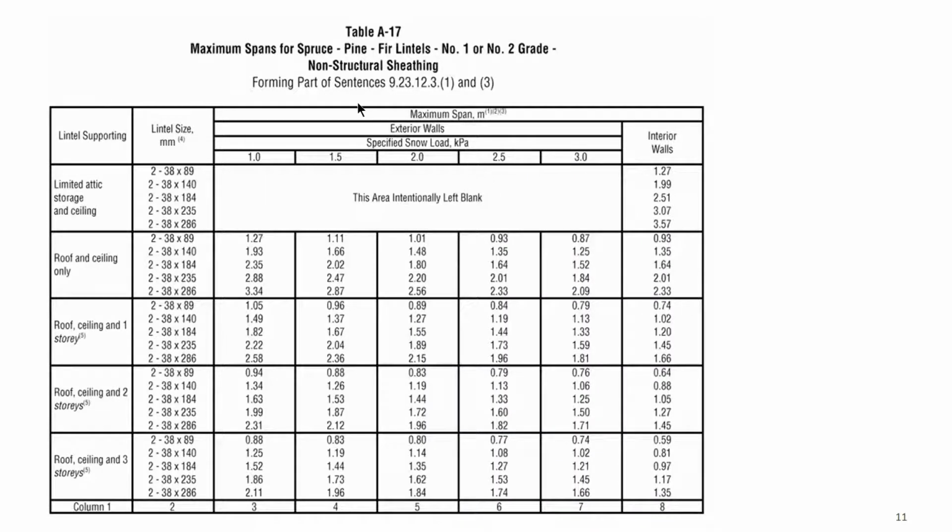We also have maximum spans. There's a variety of tables in the building code, and like we talked about with joists in the previous presentation, there's a table for lintels. In Part 9, a lot of things are prescribed. So this is a lintel supporting, and how many floors it's supporting. A roof and ceiling only would be like 1 floor. This would be a roof, ceiling, and 1 story. This would be a roof, ceiling, and 2 stories. A roof, ceiling, and 3 stories.